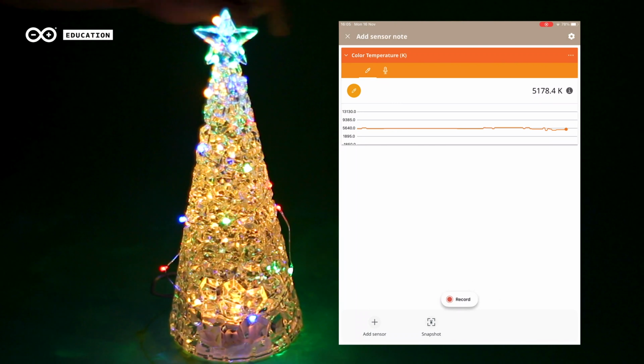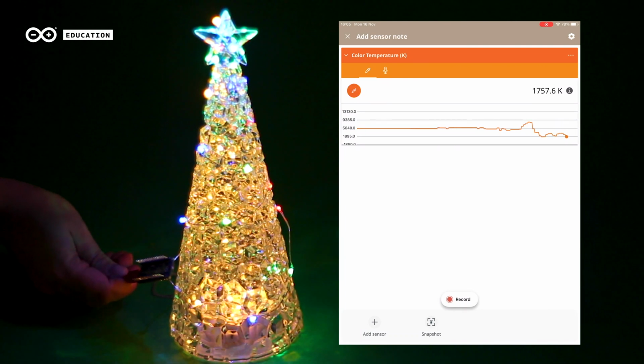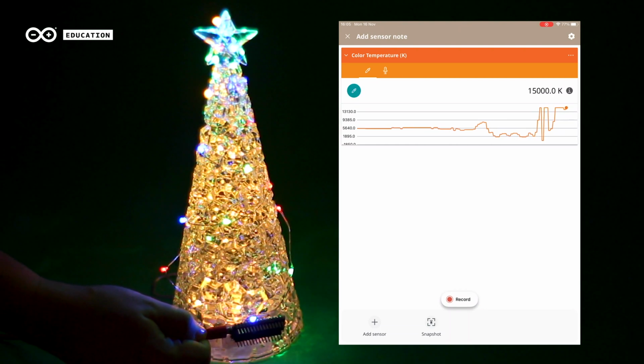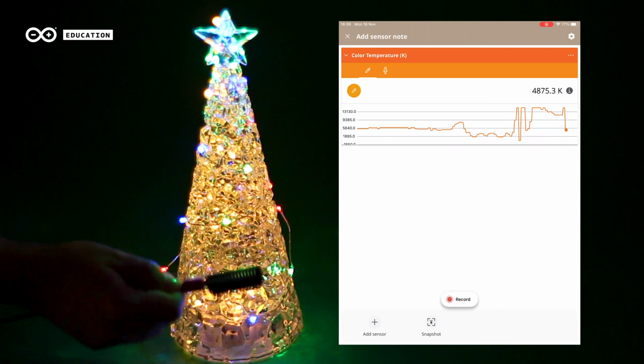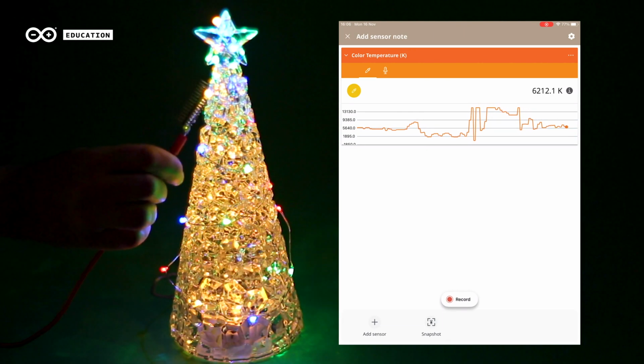So, although it does not make sense to speak of the color temperature of a green or a red light, we decided that for the sake of Christmas, we would measure the color temperature of the Christmas lights.